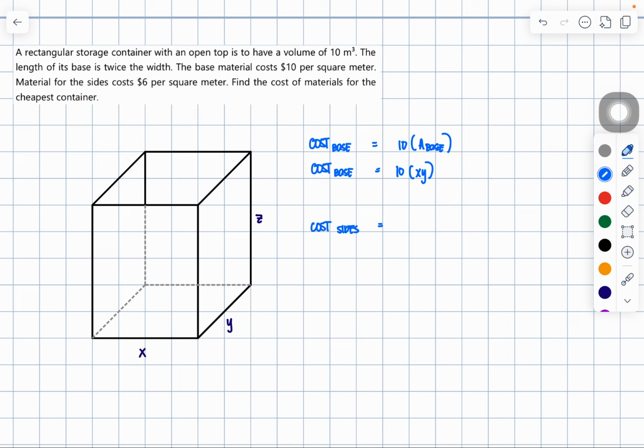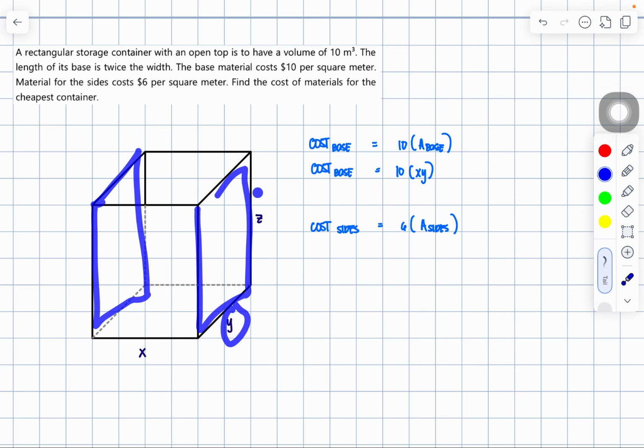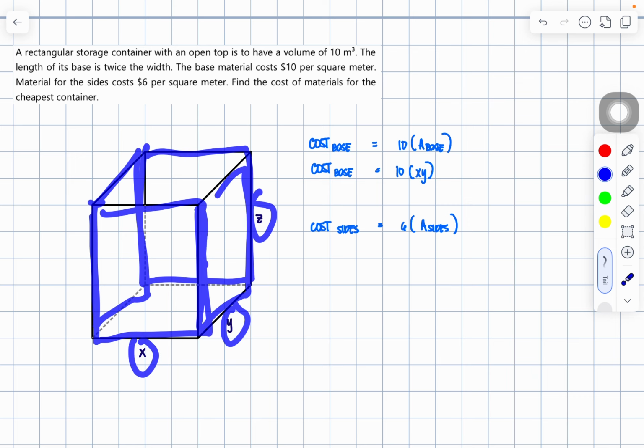For the sides, that would be $6 per square meter. So 6 times the total area of your sides. Okay? So yung sides natin, magkaiba yung area nito. Ito parehas to eh. Kasi this would be y times z. However, this one here is a different area since this is x times z also.